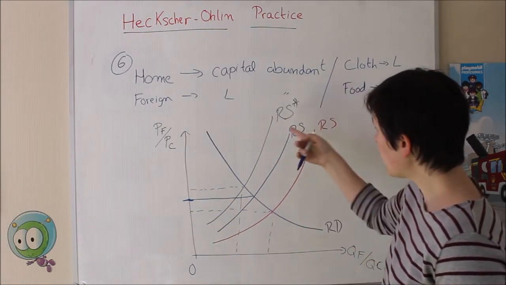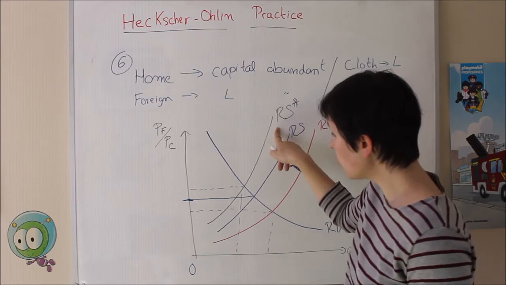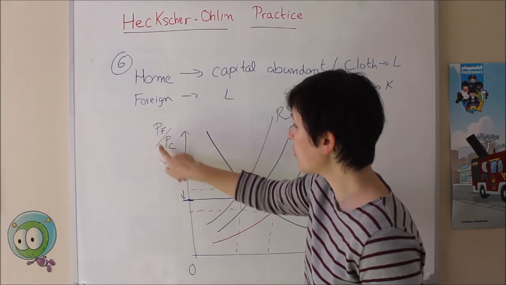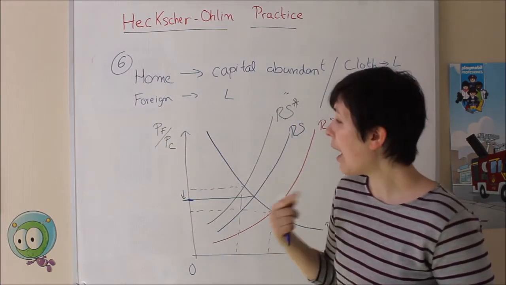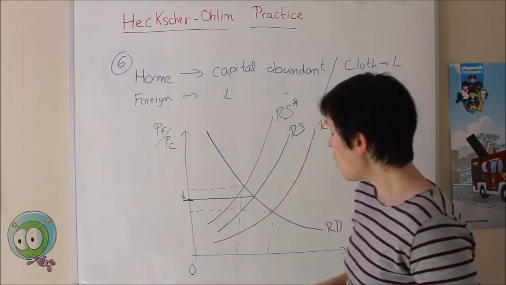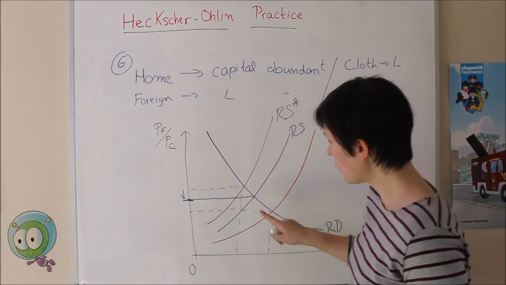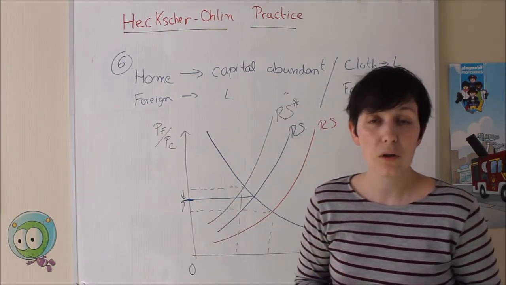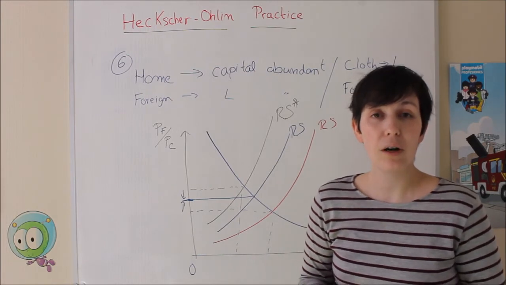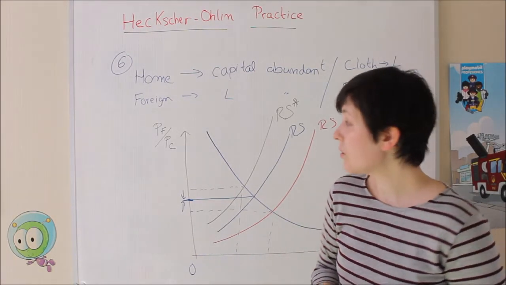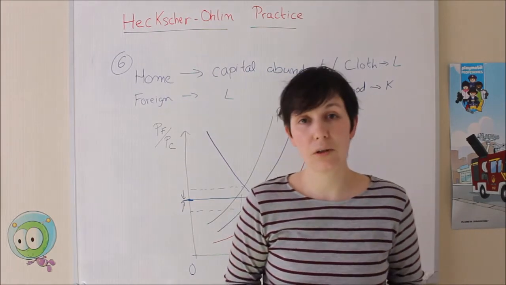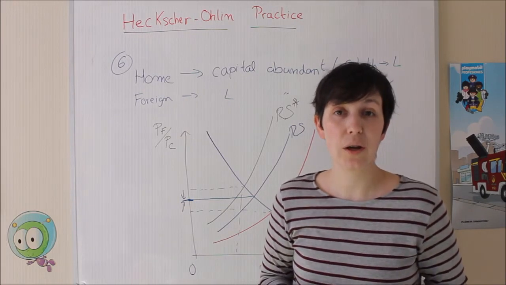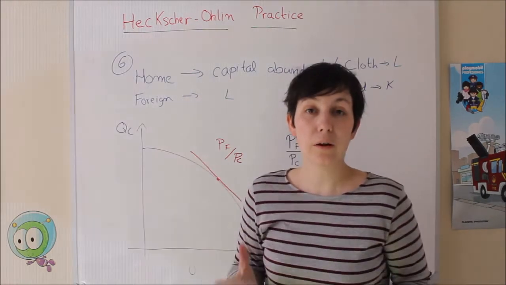What's going on with respect to the foreign economy? Well, for the foreign economy, those consumers are going to observe a lower relative price of food, or what is the same, a higher relative price of clothes. What's going on with the home consumers? They are going to face a bigger relative price of food, but at the same time a relatively smaller relative price of clothes. And that is the result of the prices in an international trade context for each economy.